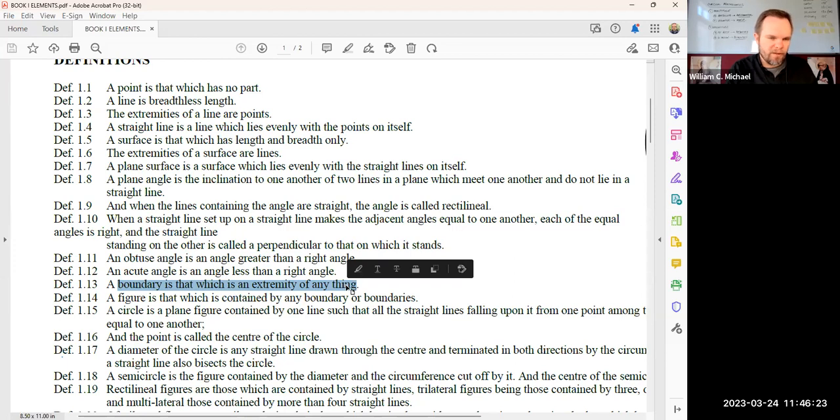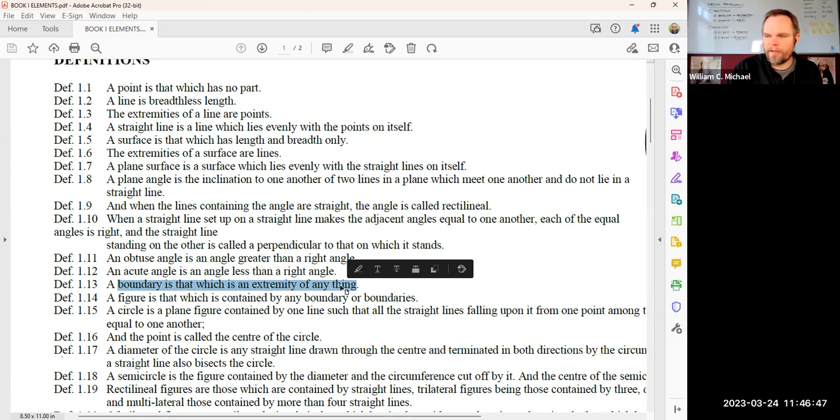Very good, Blaze. The boundary of a line is a point. What's the boundary of a surface? A line, very good. Okay, so the boundary of anything is the extremity of it. The end of it is the boundary. The boundary of a line is a point. The boundary of a surface is a line.